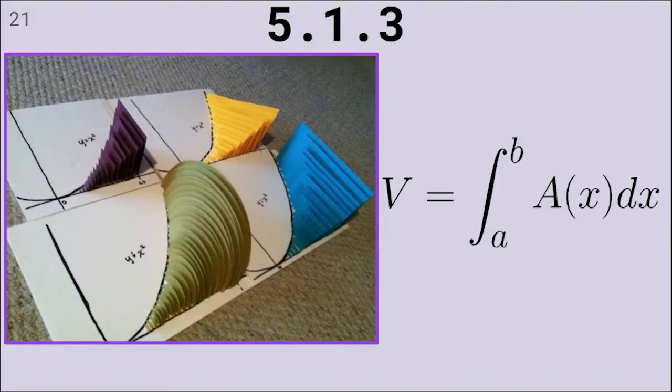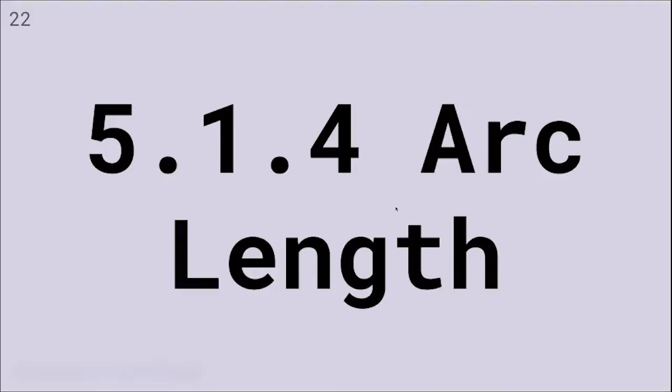So you're making this weird shape based on y equals x squared or some other function, and you're adding up those areas to find the volume. But again, next week we're going to go over that. The last thing we're going to go over today, 514, is arc length.